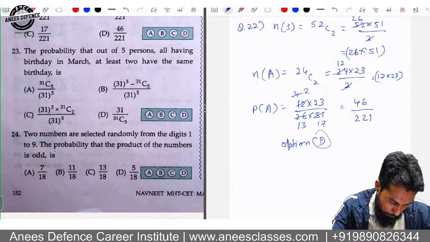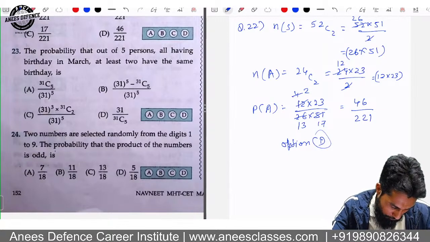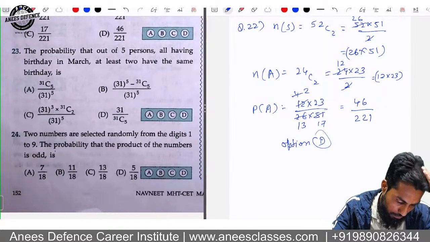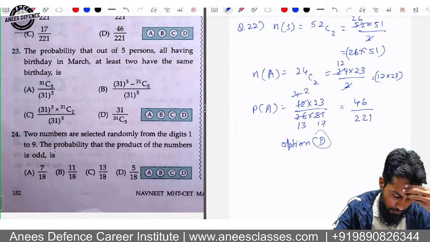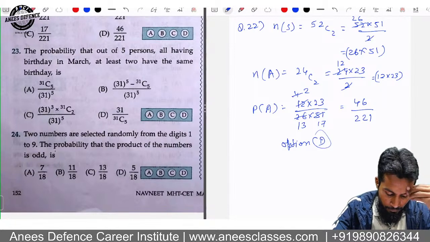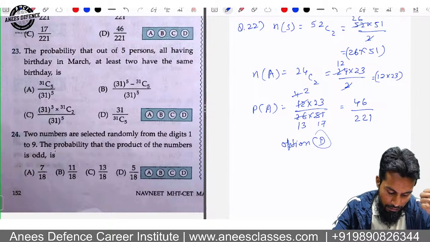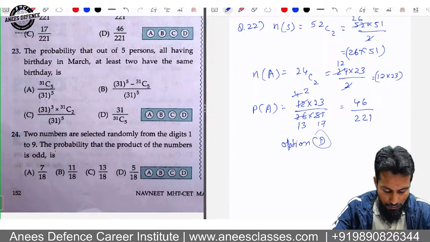So, out of 5 persons all having birthday in March, at least 2 have the same birthday. At least 2 people should have their birthday on the same day. This is the condition, at least. So again conditions will be there. At least means either 2 or 3 or 4 or 5. Instead of taking all the 4 cases, just subtract it from 1 minus either none will be same or 1 will be same. 2 cases. 1 minus none will be on the same day, and either one case will be there of such condition that 2 are having the same birthday.